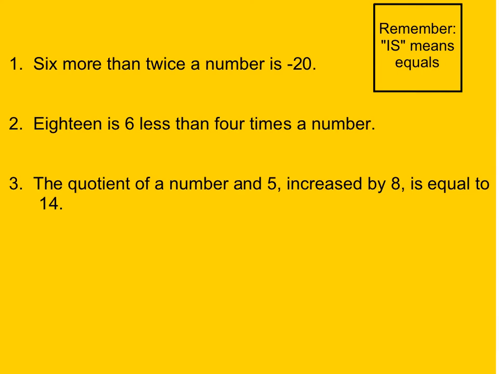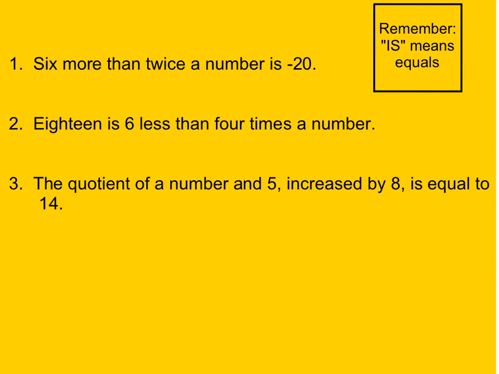Alright, so let's start with some basic equations here. What we're going to do is write two-step equations from words, so we're translating. Number 1 says 6 more than twice a number is negative 20. Remember that is means equals. So anytime that you see an is, you want to make sure that you have an equal sign.